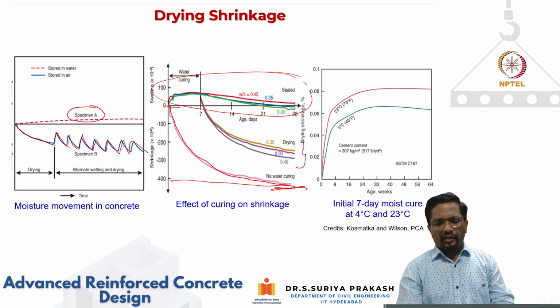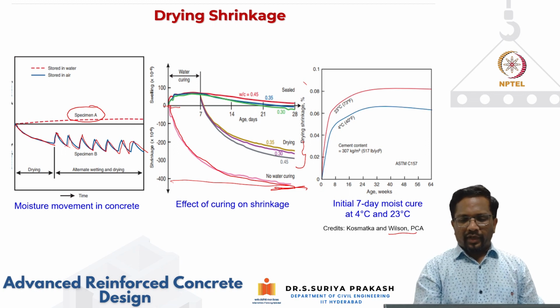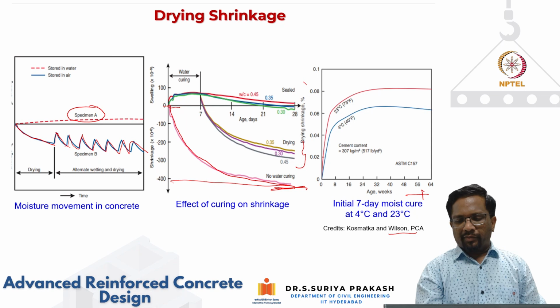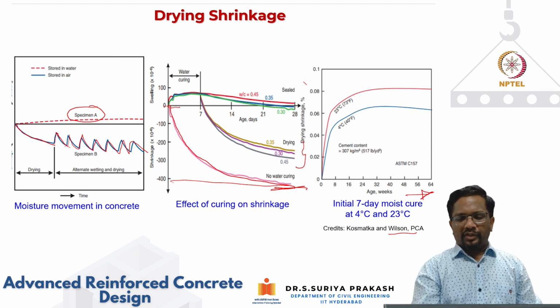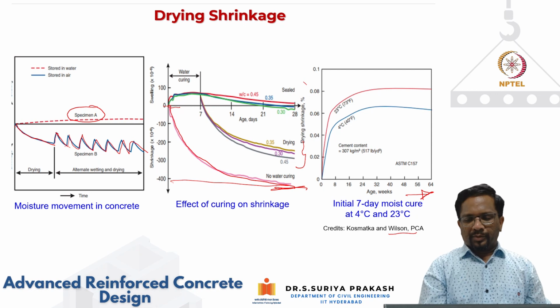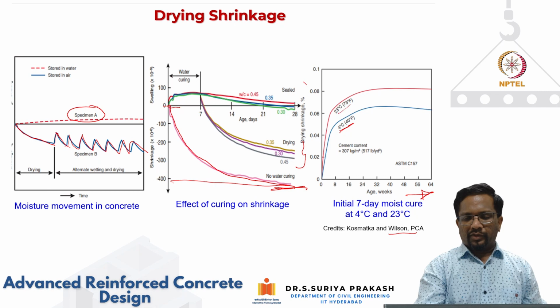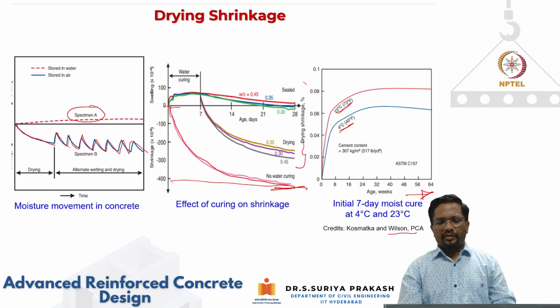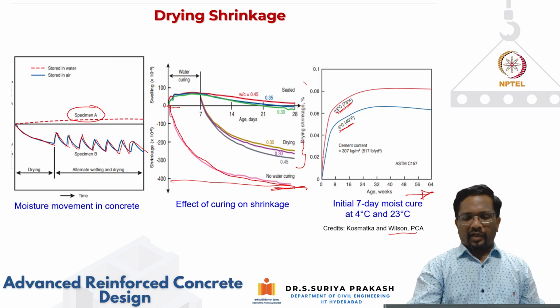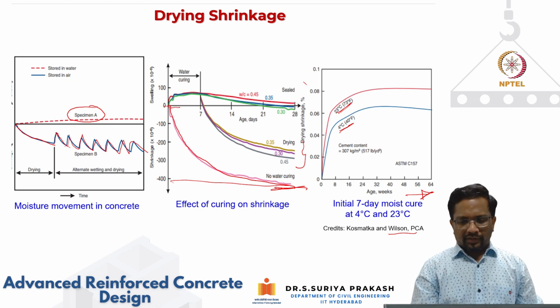Now, this is another study from the literature. You can see the effect of drying shrinkage on the y-axis in terms of percentage, and in the x-axis, time in weeks. Okay, and you have specimens made with 307 kg per meter cube, and both of them were 7-day moist cured. But what we are seeing is the effect of temperature. One was cured at a temperature of 4 degrees centigrade. Another one was cured at 23 degrees centigrade. You can see the higher the temperature, the higher will be the effect on your drying shrinkage. So higher the temperature, higher will be your drying shrinkage.